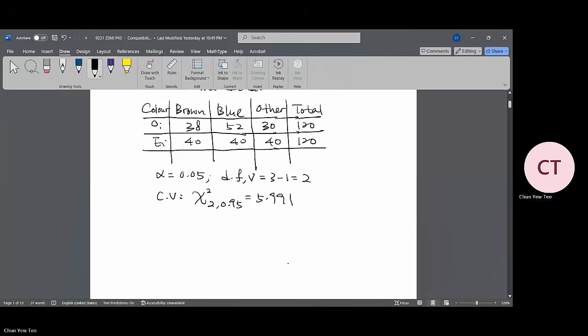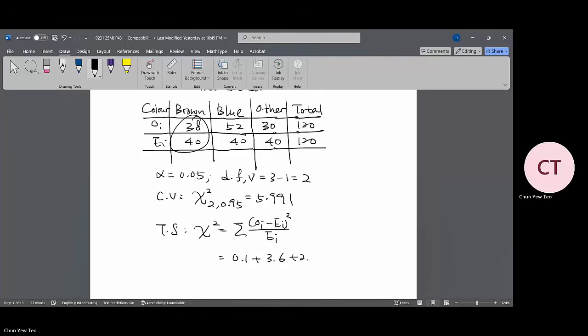Okay. Then we go and find the test statistic. The test statistic is just the chi-square. The formula for chi-square is the sum of (Oi minus Ei) squared divided by Ei. So you just need to take (38 minus 40) squared and then divided by 40. If you press the calculator one by one, you get this. So I just show the result.